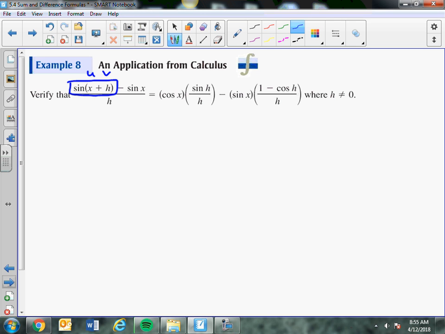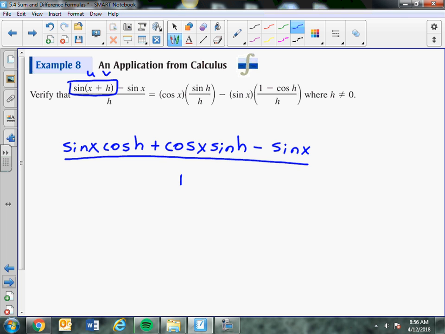So if I replace that, I get sine x, and you do want to leave some room again. This is going to be a rather large problem. So cosine h, we have a plus cosine x. We also have sine h, the minus sine x has not gone anywhere. So this is still all over h.